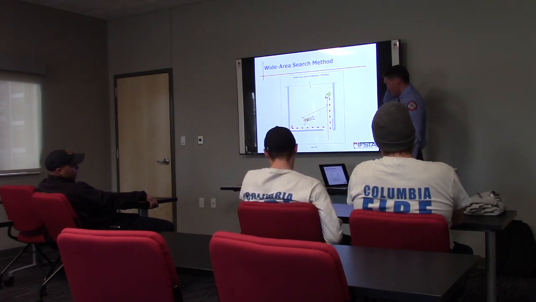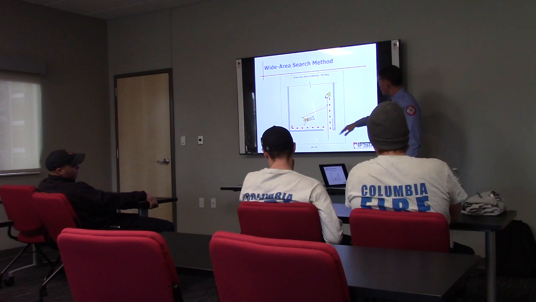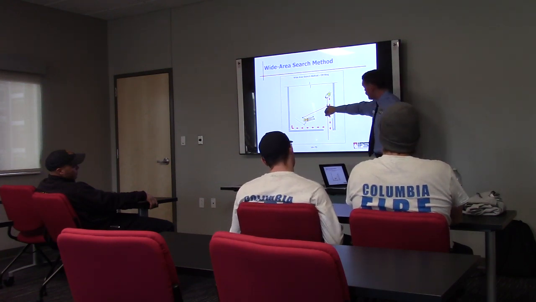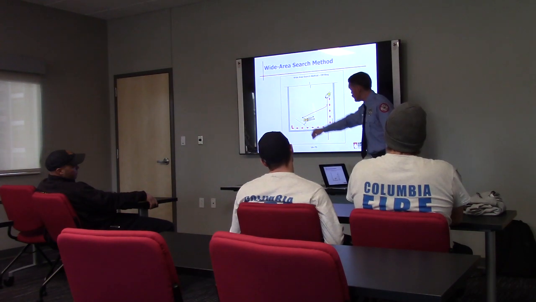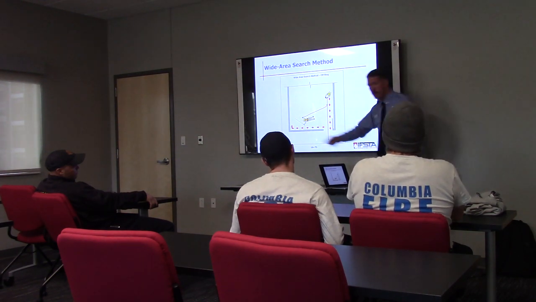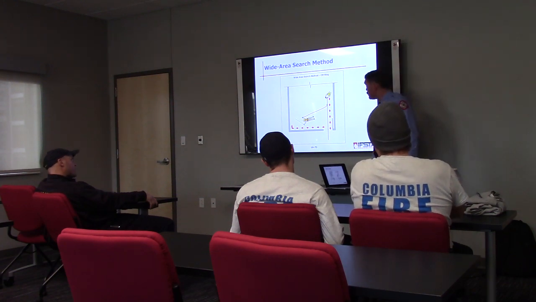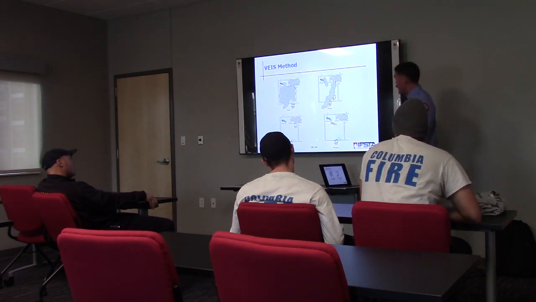We've got some other additional search methods here. We've got someone that's oriented here on that rope, and then we've got someone on that line that's branched off. And they're searching that way. You can see they've got a long tool to sweep to increase their ability to feel things and sweep for victims. We've got the VEIS method.